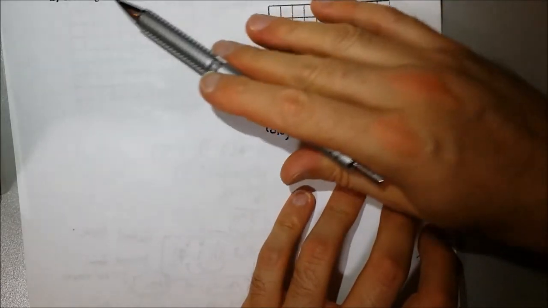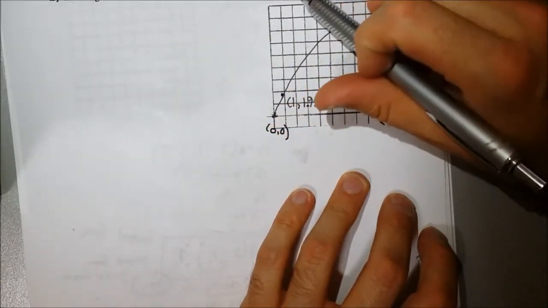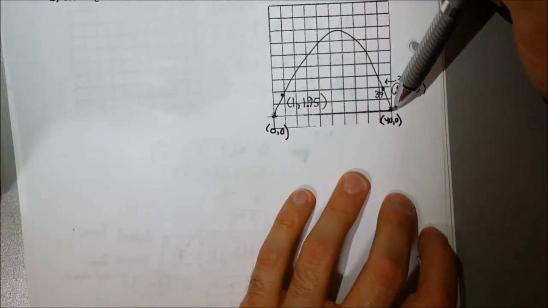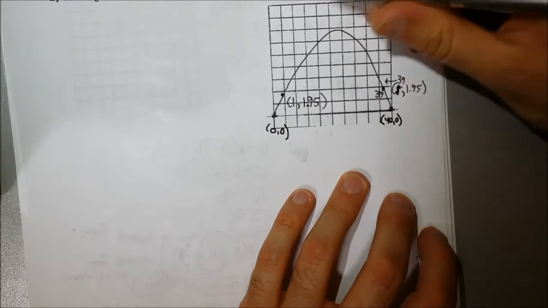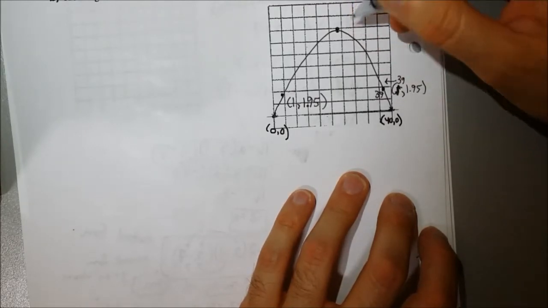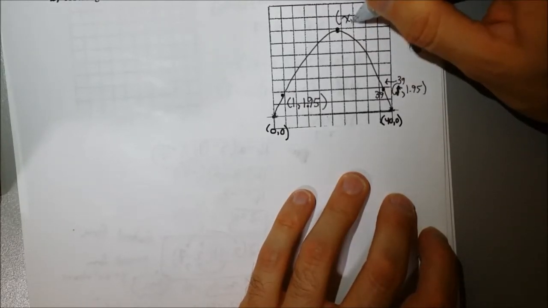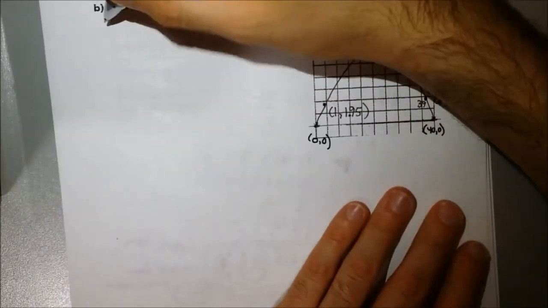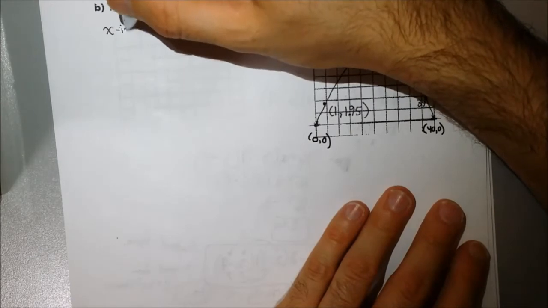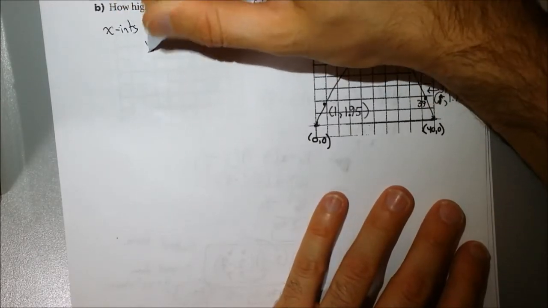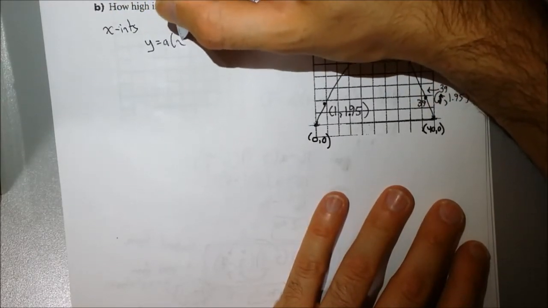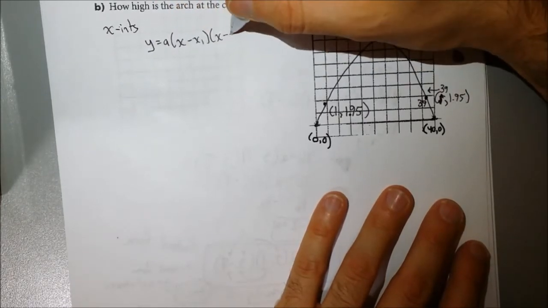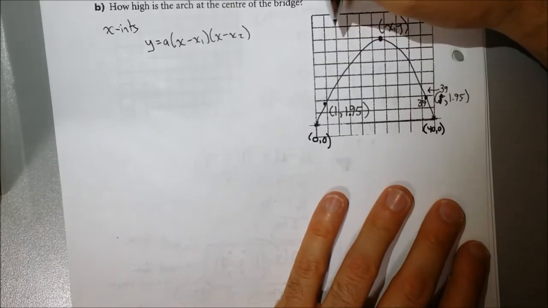What are they asking me? They're saying determine the equation that represents the arch. So I have my X-intercepts, which are actually on the ground. So I'm going to need to know what that vertex is. So that is an X, Y value. Because I have the X-intercepts, I would probably be pretty wise to use the factored form of the equation and plug in what I know.